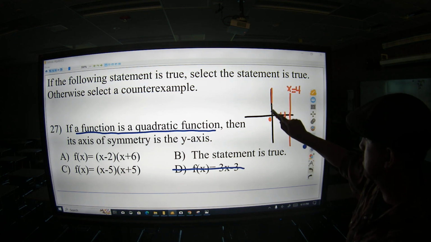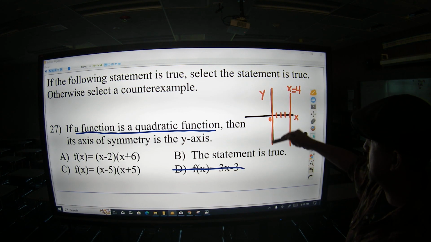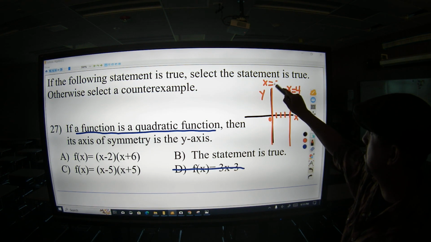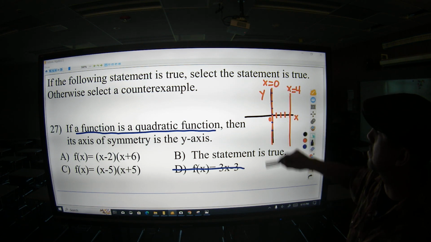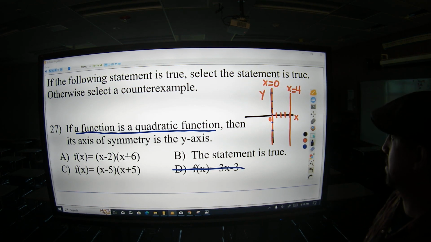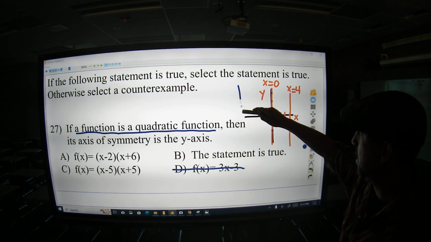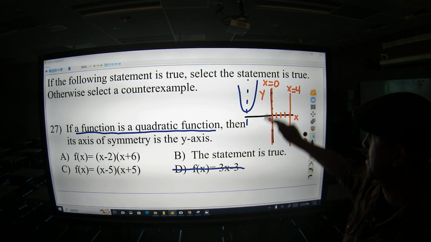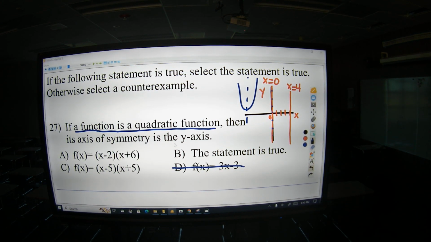This is the x-axis, and that's the y-axis. But the y-axis is also the line x equals 0. If you consider it, every single point on the y-axis has x equal to 0, and so that's why we call that line x equals 0. So we know that this does not have to be the only place that I can draw a parabola. I could draw a parabola right here if I wanted, and that doesn't have an axis of symmetry at the y-axis. So you should definitely cross out that the statement is true, right? That's not a fact. We know this isn't true now.